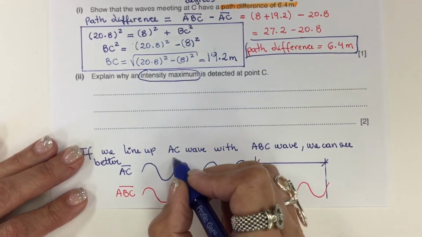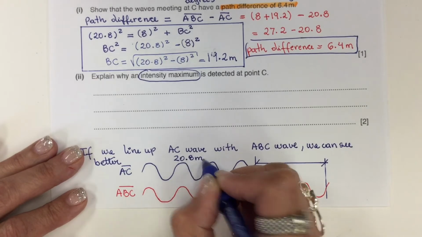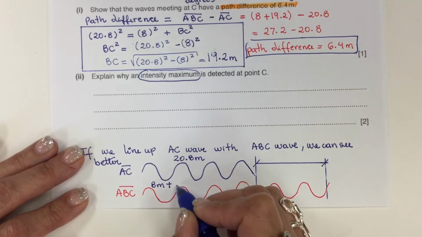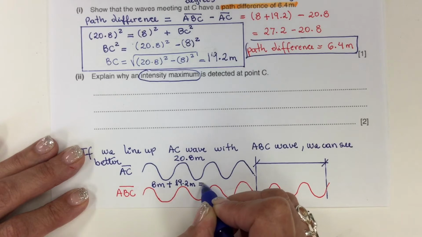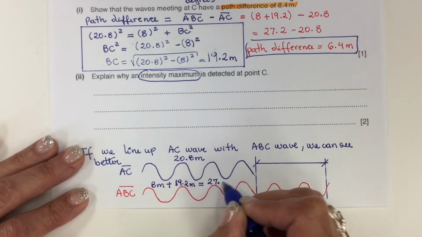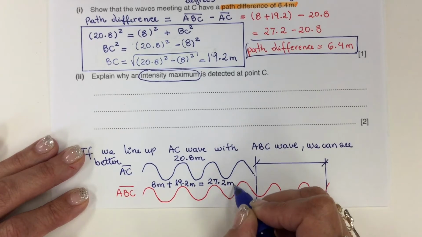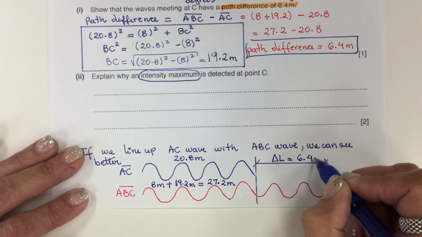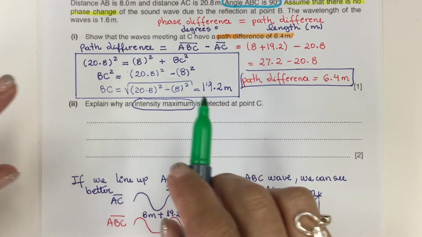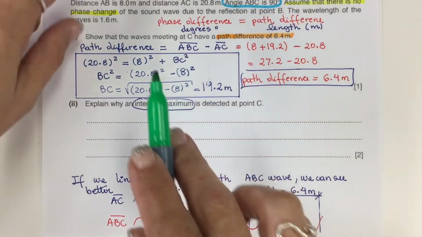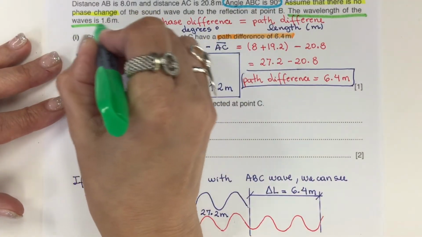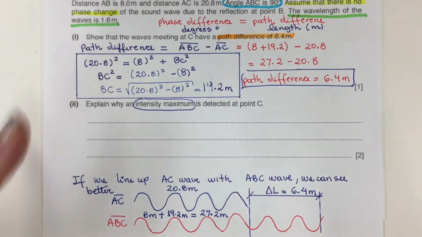So this wave is 20.8 meter, and this wave is 8 meter plus 19.2 meter, which is a total of 27.2 meter. So the difference here between both waves is 6.4 meter. There is important information here on the explanation for the question C. The wavelength of the waves is 1.6 meter. So both waves have the same wavelength, which is 1.6 meter.